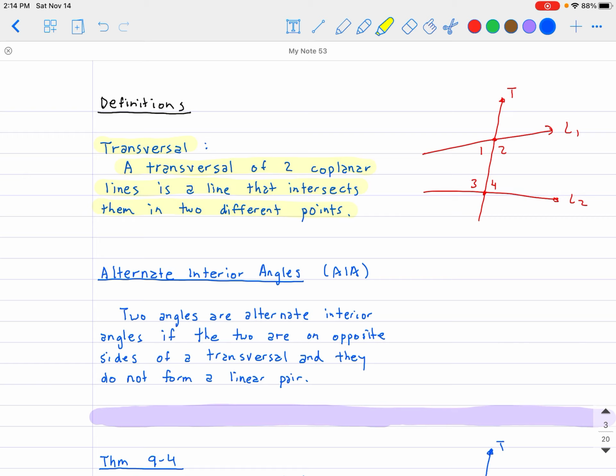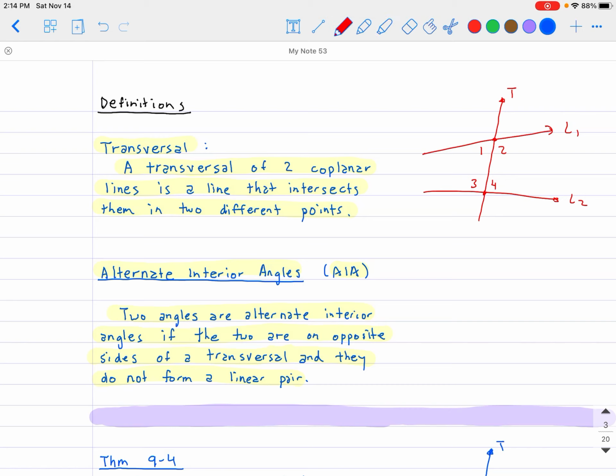So that's our next definition, which is going to be called alternate interior angles, or AIA for short. Two angles are considered alternate interior angles if the two angles are on opposite sides of a transversal and they do not form a linear pair.